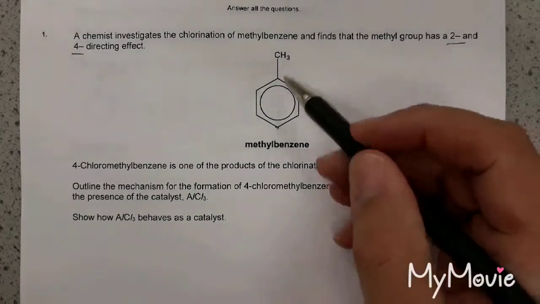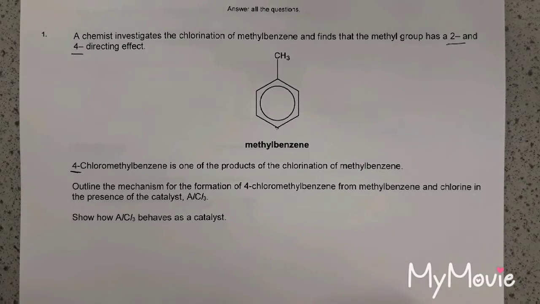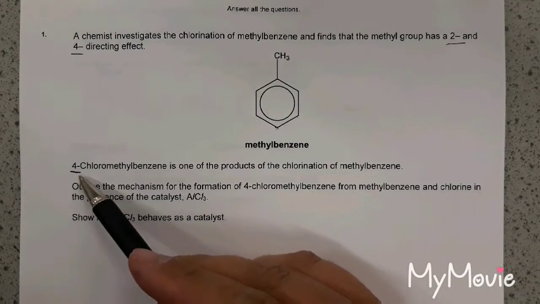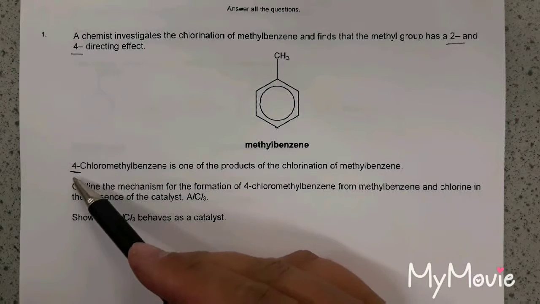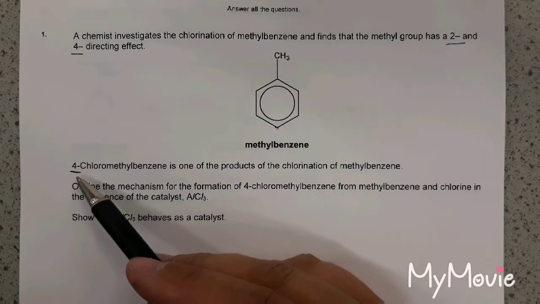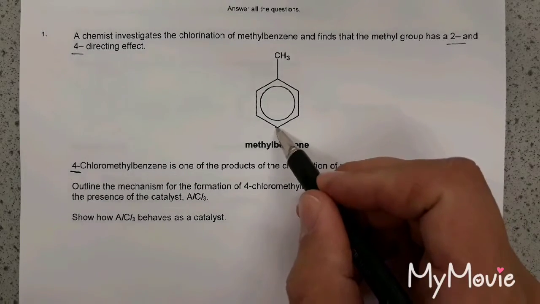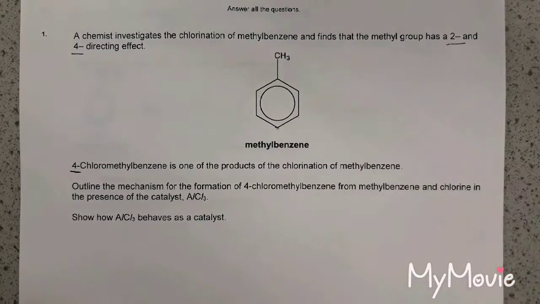So what's going to happen here then? We're told in the question that 4-chloromethylbenzene is one of the products, and we need to show the mechanism for the formation of this. So watch out for instructions like that on these mechanisms, because you have to draw your mechanism to show the chlorine going onto the right carbon, otherwise you're not going to get all the marks. In this case we're going to be showing the chlorine being put onto the bottom of the benzene ring here, onto carbon 4.